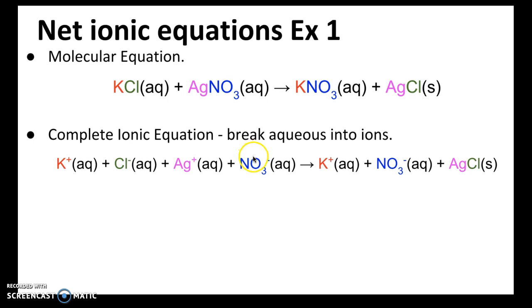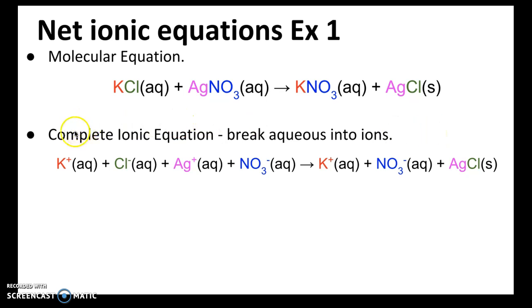You can also just determine that based on the fact that the polyatomic ion has a -1 charge, and so this one must have a +1 charge in order for the charges to balance. Now let's go into potassium nitrate. That breaks into K+ and NO3-, for the same reasons we mentioned before. And remember, silver chloride is a solid, so we're not going to break it apart. We just rewrite it as is.